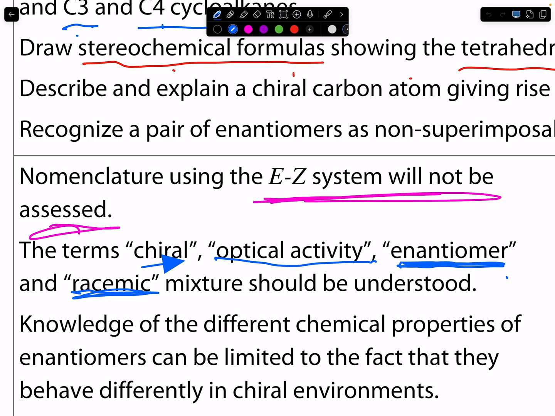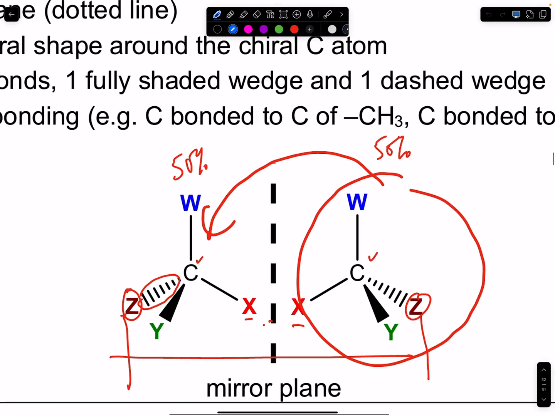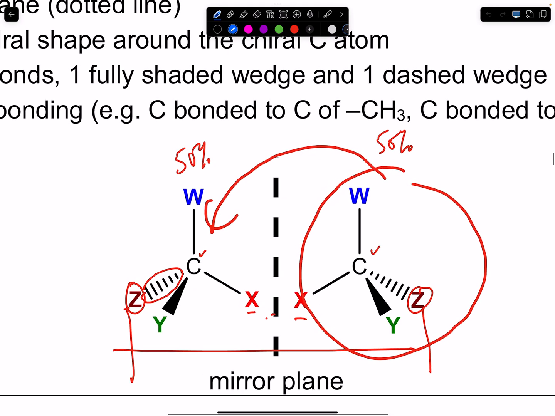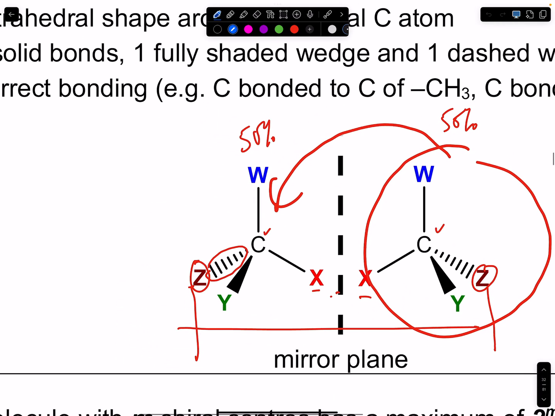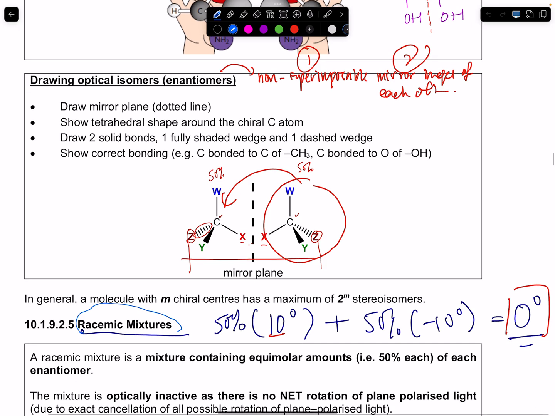Do you all understand all these terms? Yes. Okay. Could you explain one again, like using the diagram? Using that, you have 50% of each of these enantiomers. When you have 50% of each, because the molecule on the right rotates clockwise and the molecule on the left rotates anti-clockwise, when I calculate, I'll get 0 degrees.